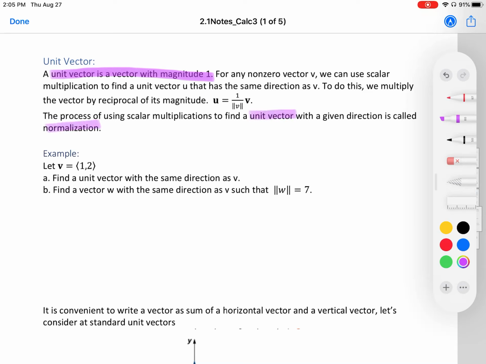All right, so let's do an example. Let our vector v be 1, 2. Find the unit vector with the same direction as v. Because we have the same direction, we won't multiply by anything. But just a quick note, if I had asked for the negative direction, then we would multiply it by a negative sign. All right, let's do A.